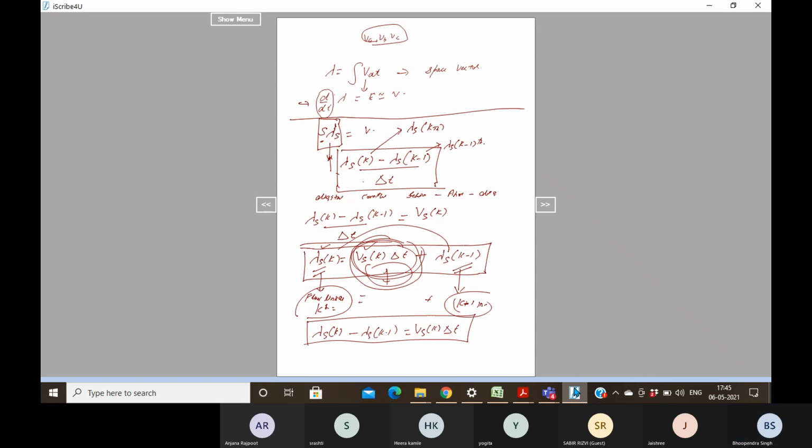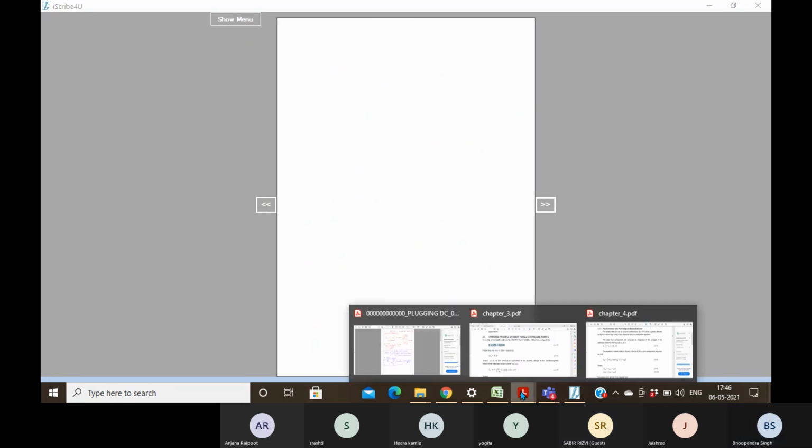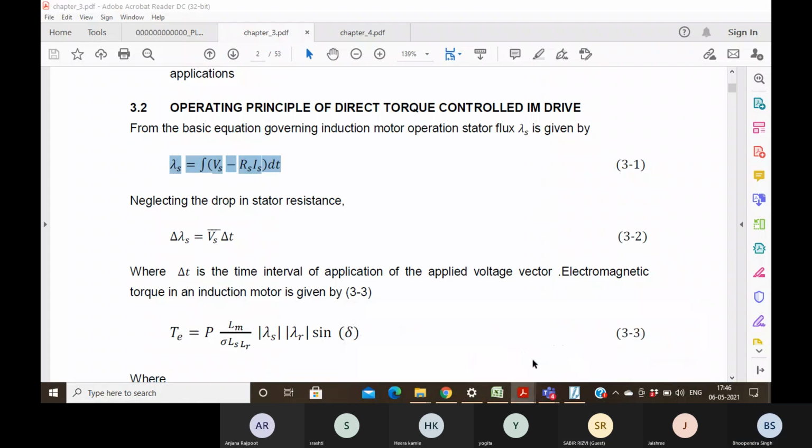ये भी हो सकता था ना? Understood? So what is this? ये क्या चीज है? It is representing what? ये क्या represent करता है? A change in what? Stator flux linkage. Yes? Understood? Yes, sir. Now let us come to our main philosophy.